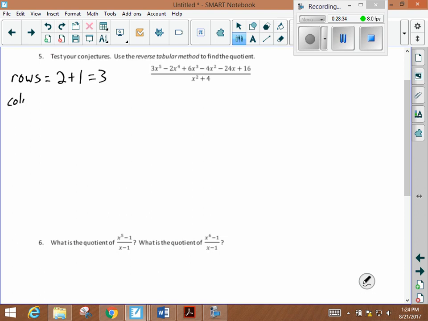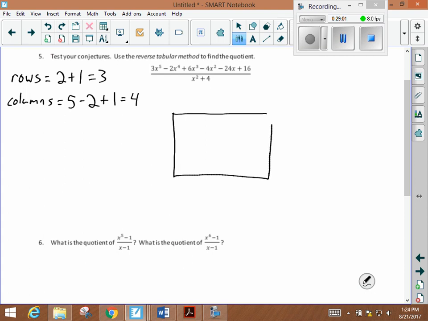How many columns will there be? Well, that's going to be the degree of our numerator minus the degree of our denominator plus 1. So 3 plus 1, or 4. So 3 rows, 4 columns. There we go, 3 rows and 4 columns.